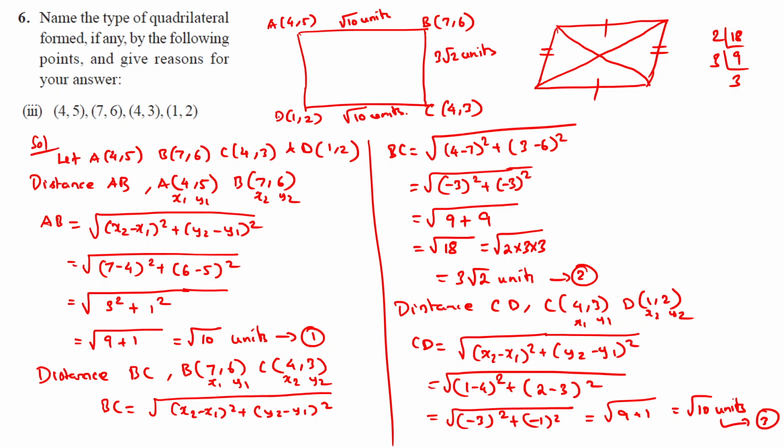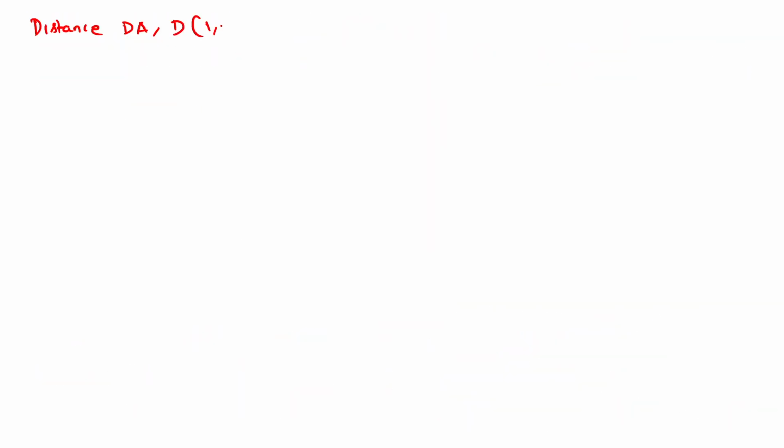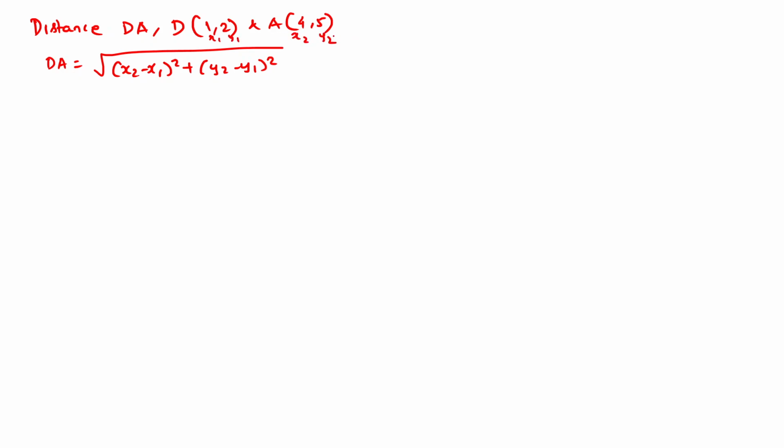Now we need to find the distance of DA. The coordinates of D are 1, 2 and of A are 4, 5. Distance DA is equal to the square root of (x2 minus x1) whole square plus (y2 minus y1) whole square. This is x1, y1, and this one is x2, y2.